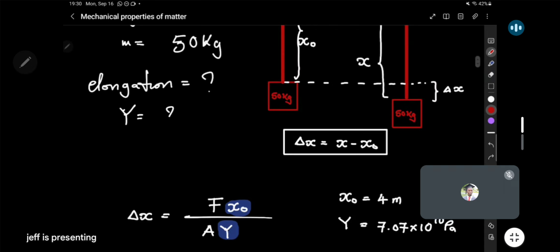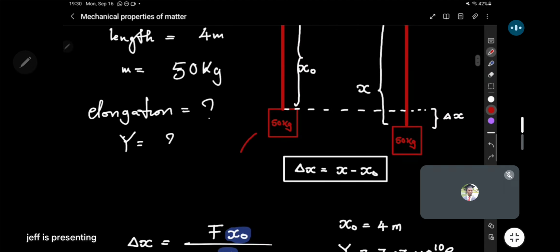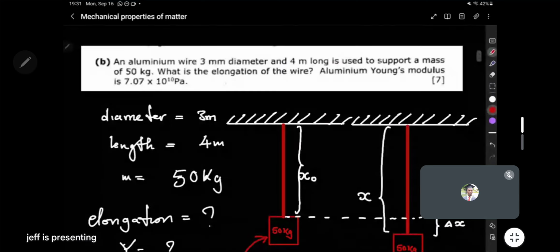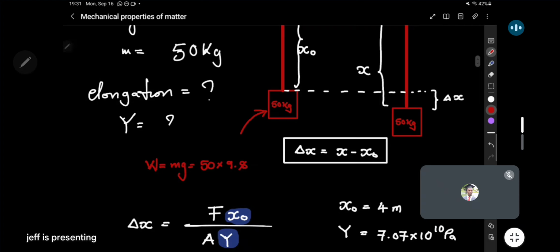So what is creating the force? The force is being created because of the mass. So the weight of the mass is what will create our force. In other words, we can calculate the weight of that mass, which is just mg. The mass is 50 kgs. We multiply the 50 by acceleration due to gravity, which we take as 9.8 meters per second squared. So all we have to do is multiply those two. Here we get 490 as the weight.